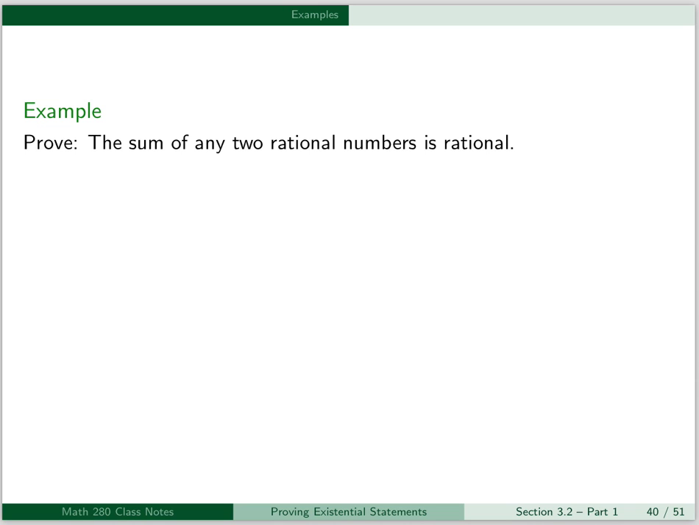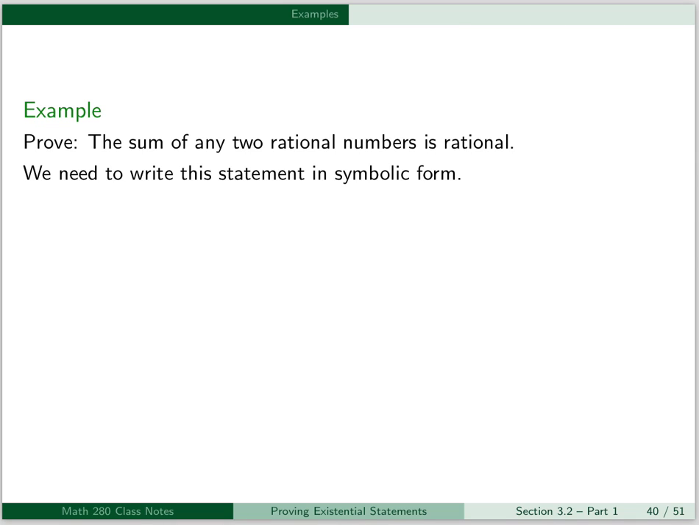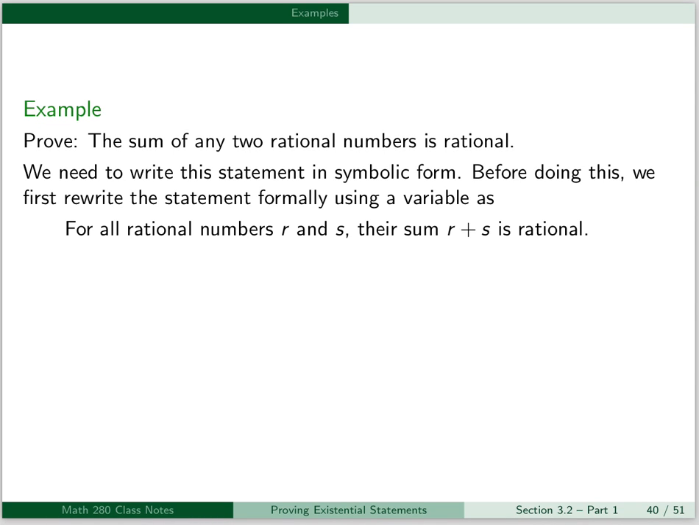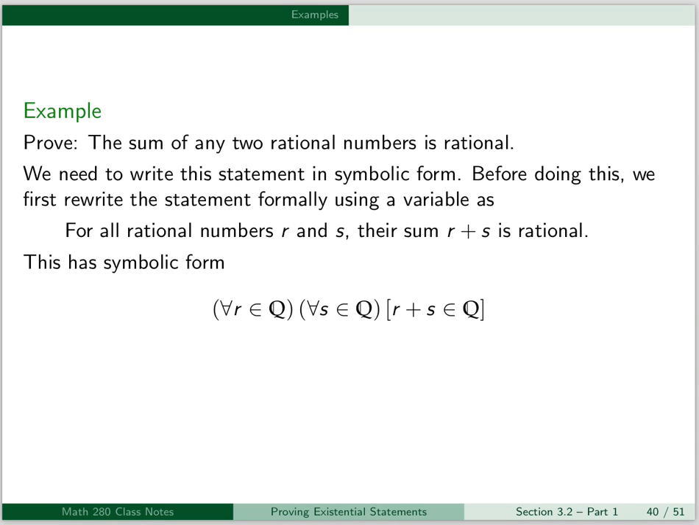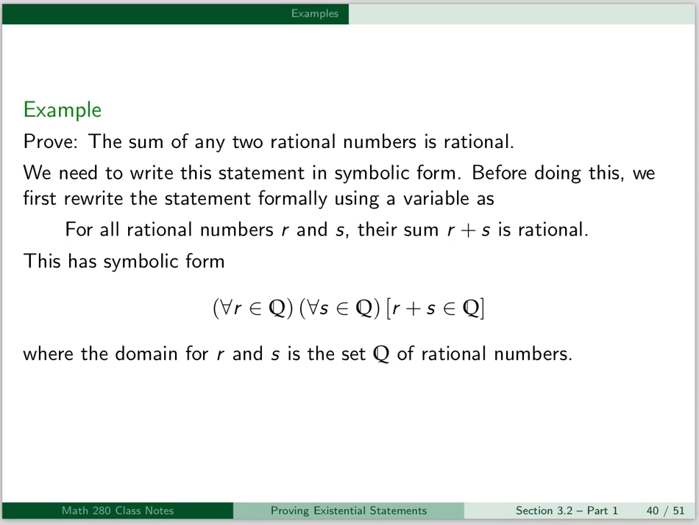For our next example, we want to prove that the sum of any two rational numbers is rational. We need to rewrite the statement in symbolic form. Before doing this, we first rewrite the statement formally using variables as: for all rational numbers r and s, their sum r plus s is rational. This has symbolic form: for all r in Q, for all s in Q, r plus s is in Q, where the domain for r and s is the set Q of rational numbers.